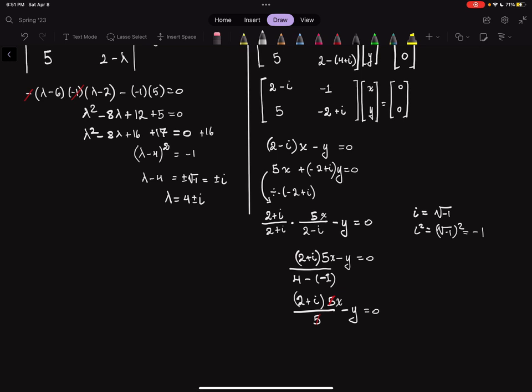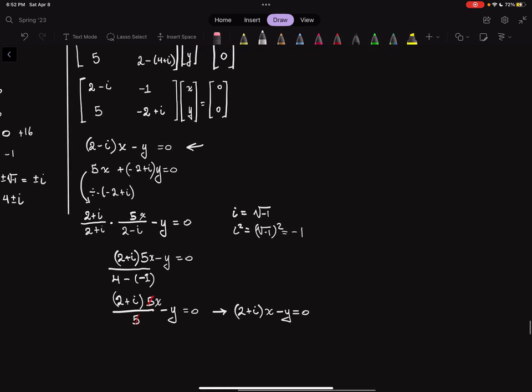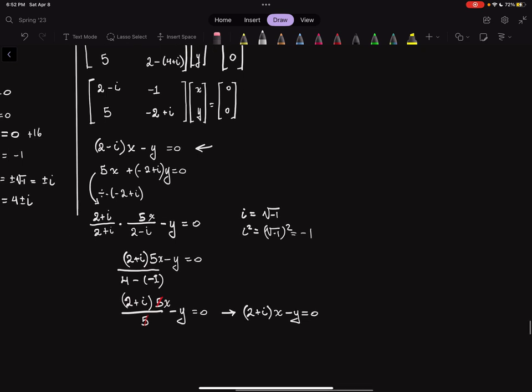So notice how this now is 2 plus i times X minus Y equals 0. And that looks exactly like this. So even if they don't look the same, imaginary numbers are special. They make things look different when they're not. So all this to say that to find our eigenvector, we can use just the top one.